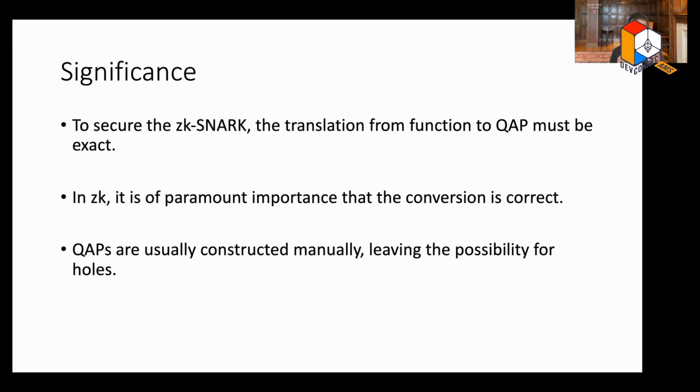So why does this matter? For a zk-SNARK to be secure, the translation from function into QAP must be exact. And it's especially important in zk because oftentimes, if a protocol has been exploited, we won't really know by the design of a zk protocol. Today, QAPs are usually constructed manually, which leaves open the possibility for holes, or ways that this function to QAP conversion is not exact.